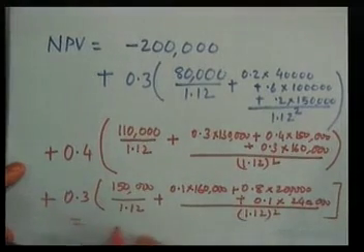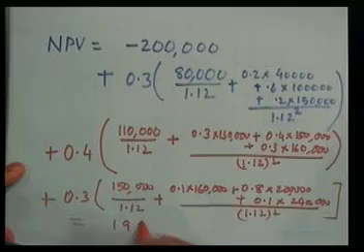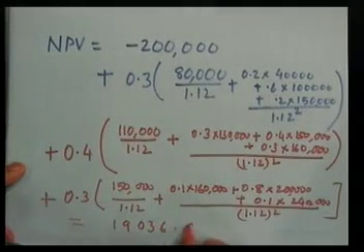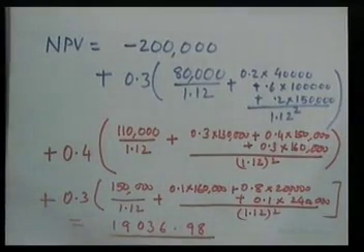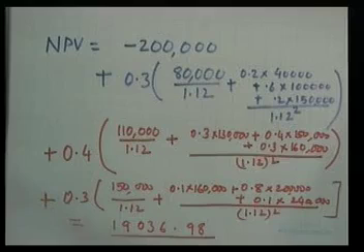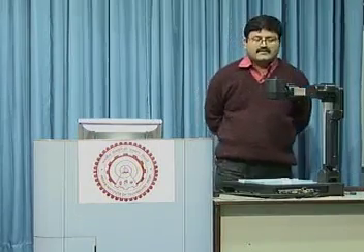And this you get as 19,036.98. So, this is the value of net present worth that we are getting. This is as far as method 1 is concerned, in situations in which we are assuming that cash flows at different points of time are dependent on each other.